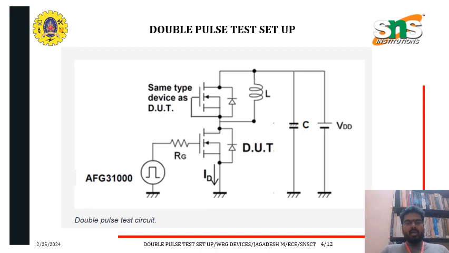So this is the circuit diagram of a double pulse test setup. Here, as we mentioned in the previous slide, we have the device under test, the DUT, and the inductive load. There is the AFG, arbitrary function generator, to trigger the output pulses, and the voltage source. This setup is used to perform the double pulse experiments.